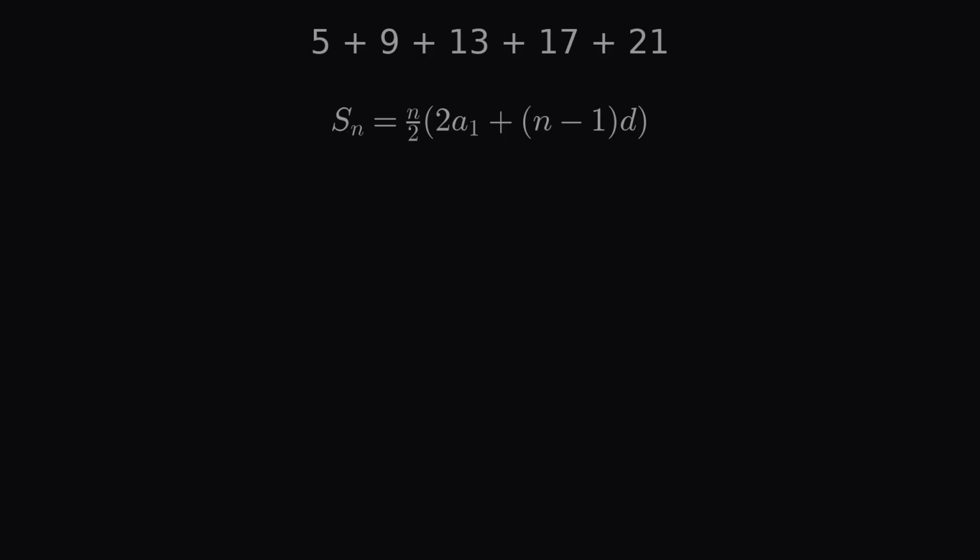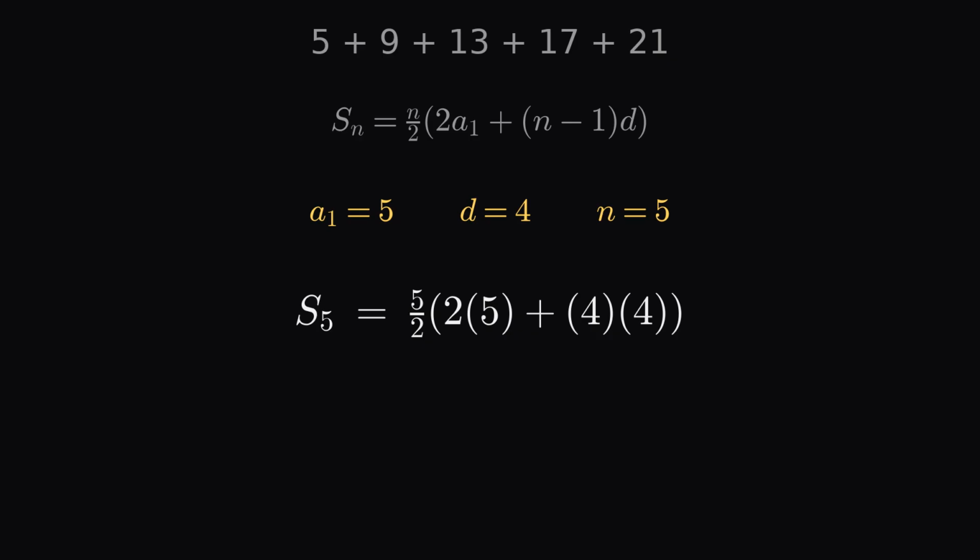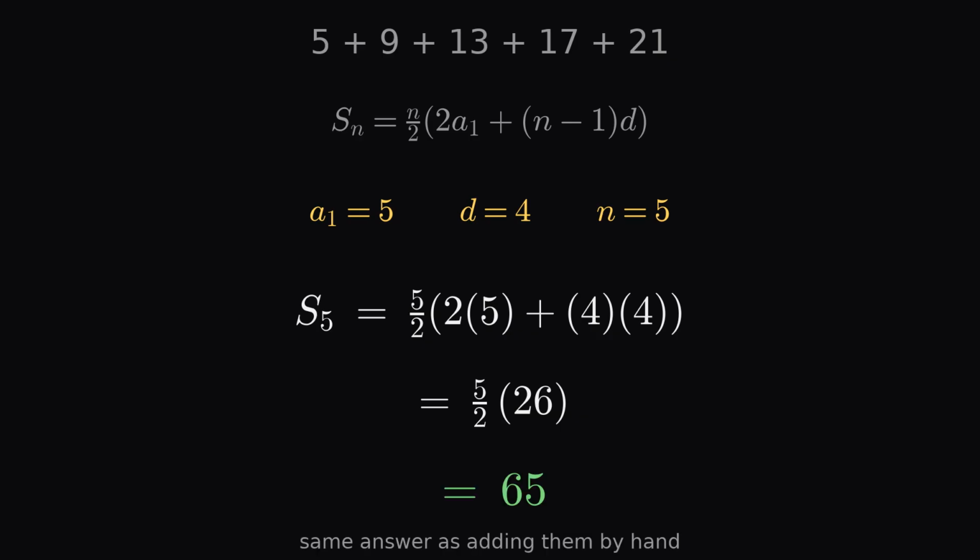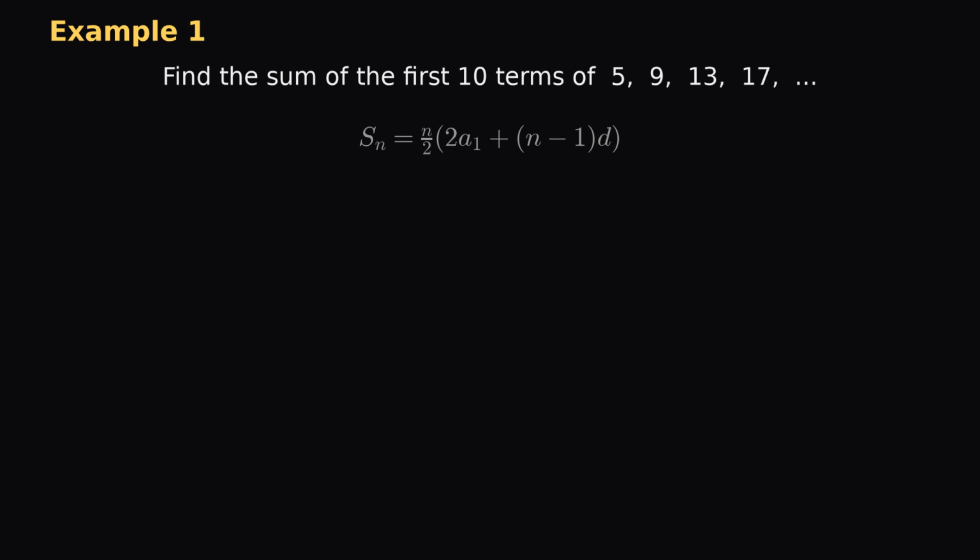Let's check the formula against the sum we already did by hand. Our sequence starts at 5, goes up by 4, and we added 5 terms. So a1 is 5, d is 4, and n is 5. 5 over 2 times (2 times 5 plus 4 times 4). That's 5 over 2 times 26, which is 65. Same answer.